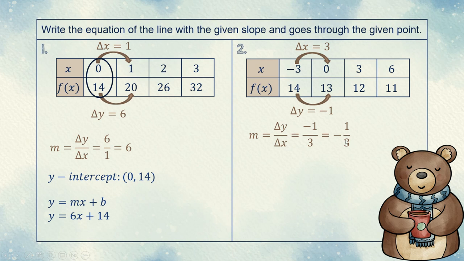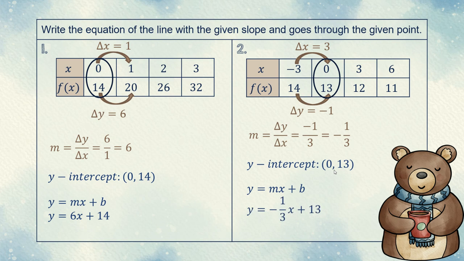To find our y-intercept, again, we look where our x value is 0. There it is, right here. So my slope is negative 1/3, and my y-intercept is this 13 here, (0, 13) as a coordinate point. Y-intercept is where my x value is 0. So my full equation is y = mx + b, which in this case is y = negative 1/3 x + 13.